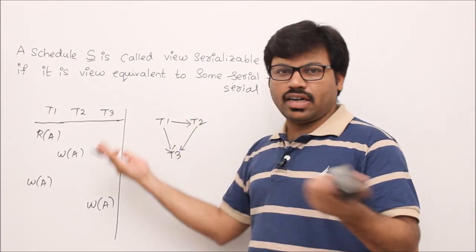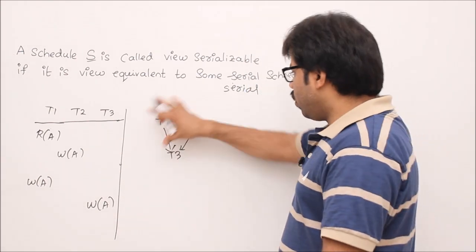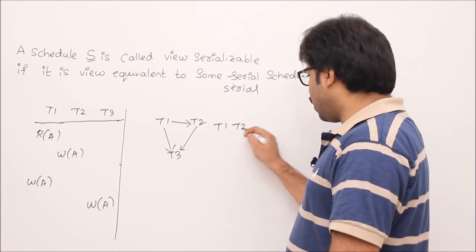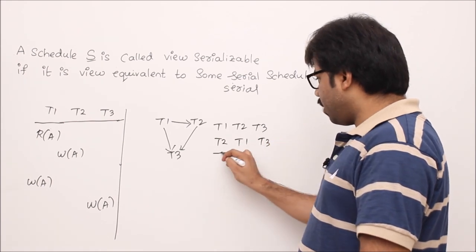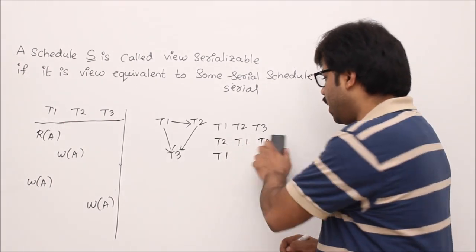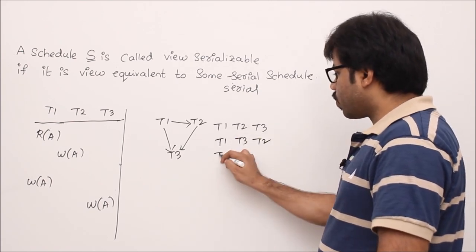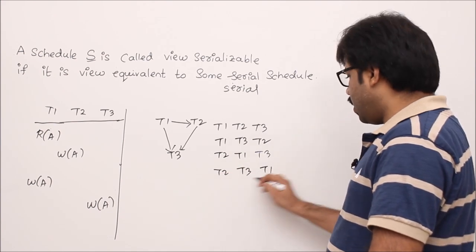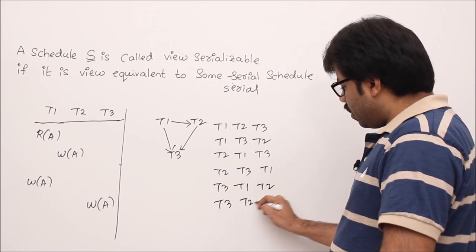There may be some other conditions I don't know, but these are the definitely necessary conditions. So if these conditions are satisfied by serial schedules, what are they? We will see. I don't do this every time in the exam, but I'm just explaining it to you. Let's write all the serial schedules: T1, T2, T3; T1, T3, T2; T2, T1, T3; T2, T3, T1; T3, T1, T2; T3, T2, T1.